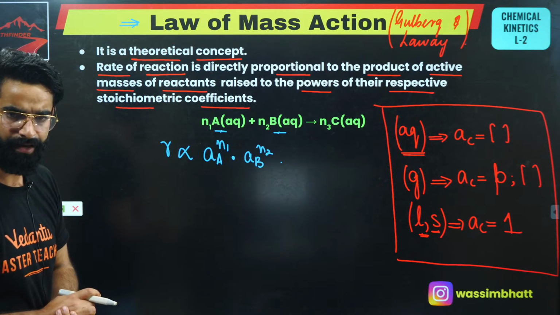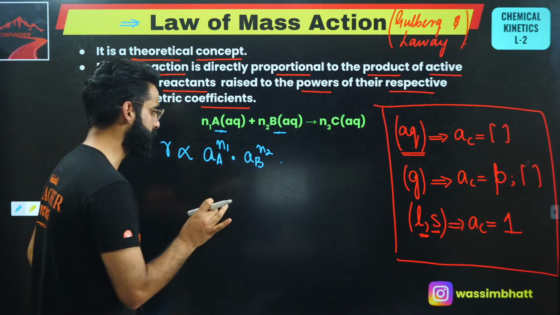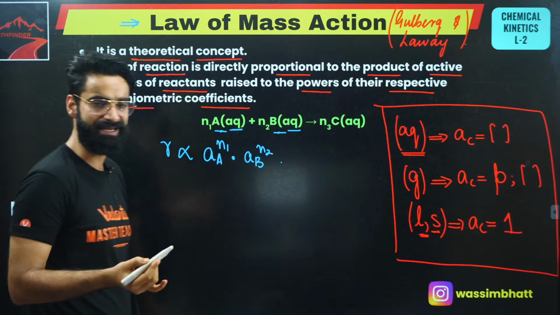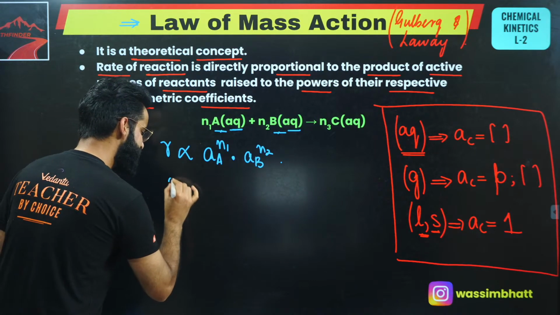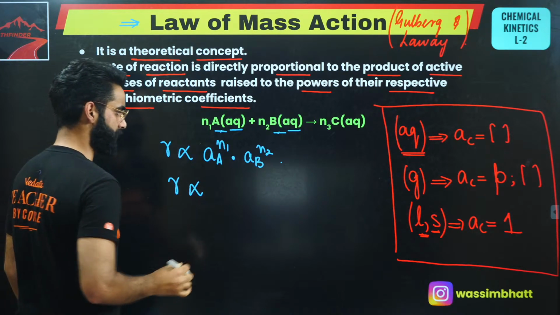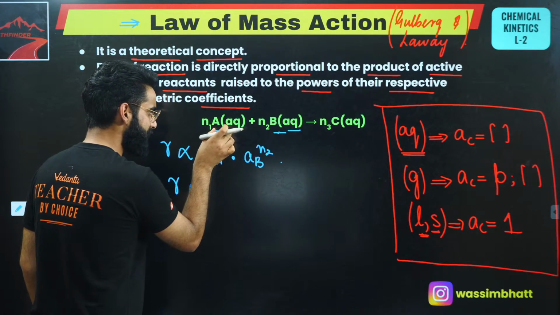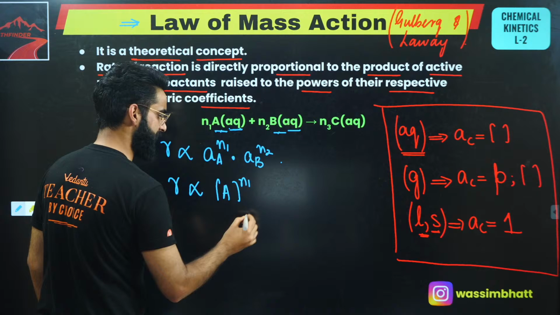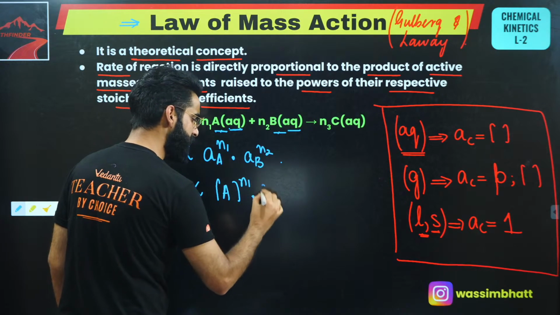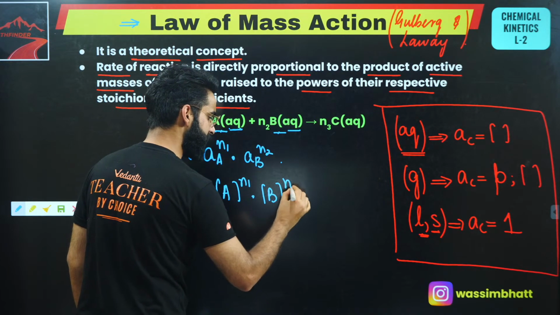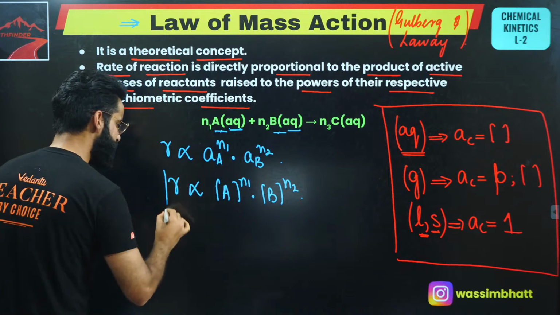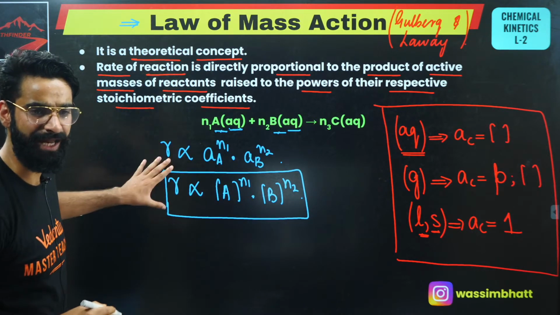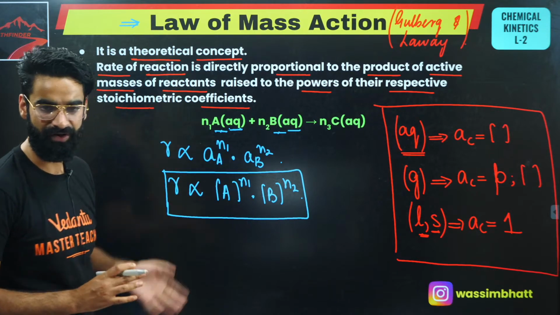Now, as I told you, whenever I have any reactant in aqueous form, its active mass is taken as its concentration. So I can simply say the rate of reaction is directly proportional to, instead of active mass of A, since A is in aqueous form, concentration of A raised to the stoichiometric coefficient n1, multiplied by active mass of B. It's going to be concentration of B raised to its stoichiometric coefficient, that is n2. This is how we write the law of mass action. This is how we calculate the rate of the reaction as per the law of mass action.